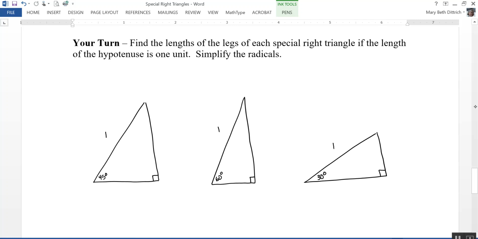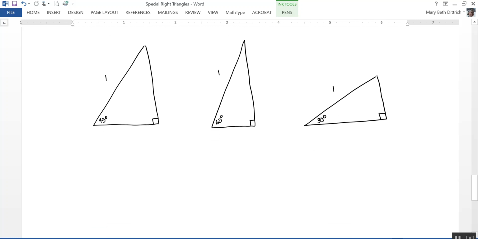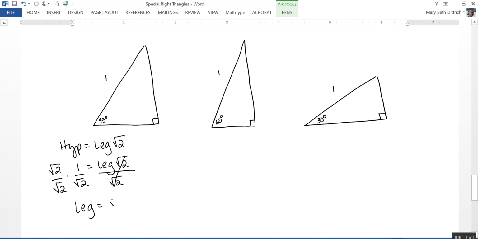Okay, let's take a look at what we have here. In the first one, I have a 45, 45, 90. So I'm going to just leave it as leg. Hypotenuse is equal to leg times the square root of 2. My hypotenuse is 1. Dividing both sides by square root of 2, and then rationalizing my denominator, I get that the length of each leg is equal to square root of 2 over 2.